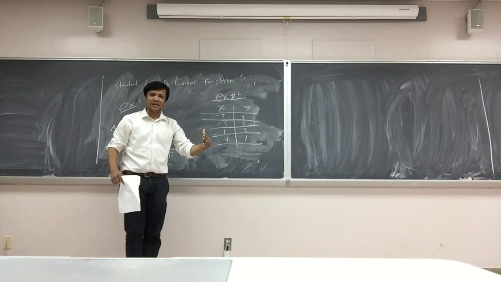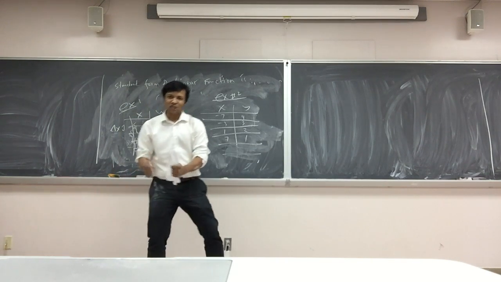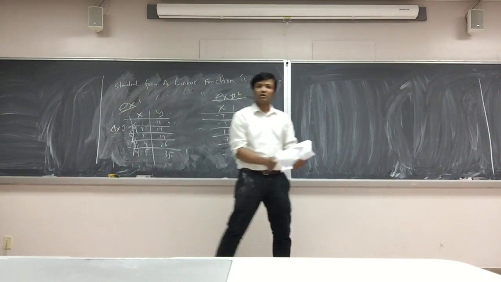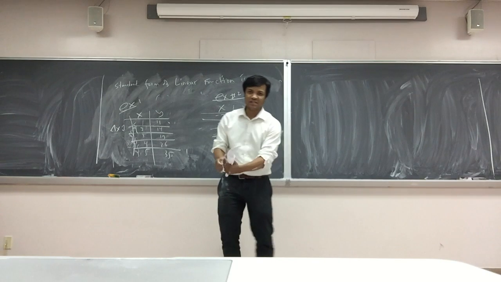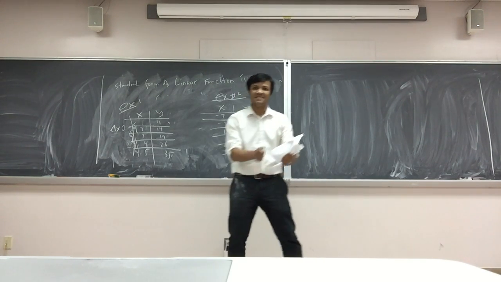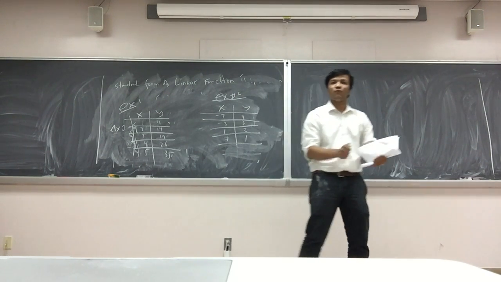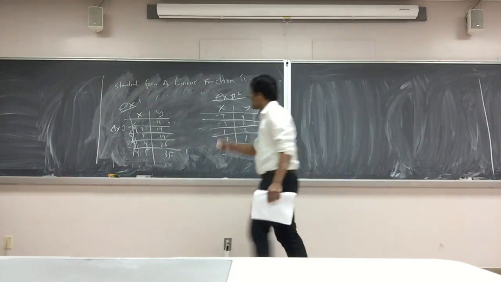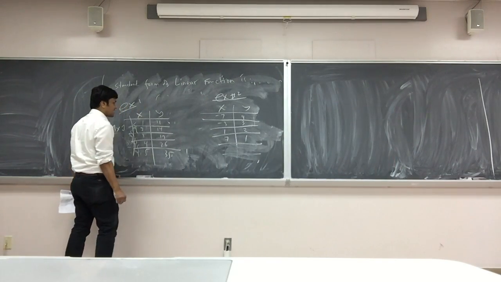What makes it a linear function? When x changes, y also changes. The change of x remains the same, and the change of y also remains the same. Let's take a look. What is the case?